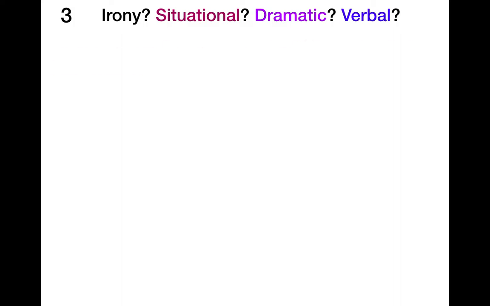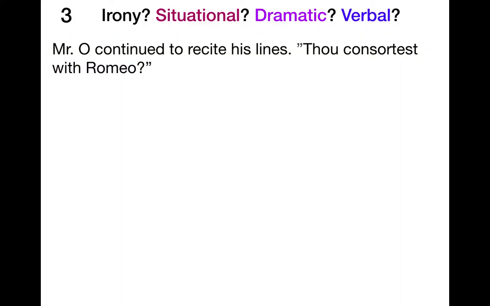Number 3. Mr. O continued to recite his lines. Okay, that can start us with Romeo? Huh? You can start us with Romeo, huh?